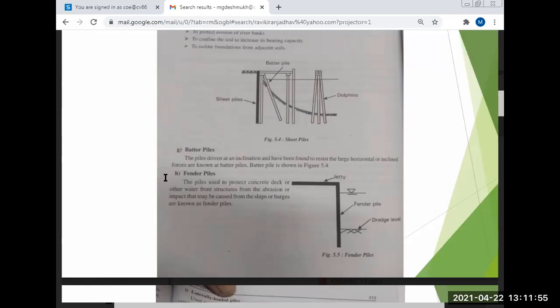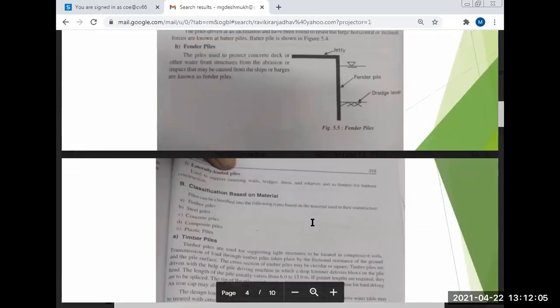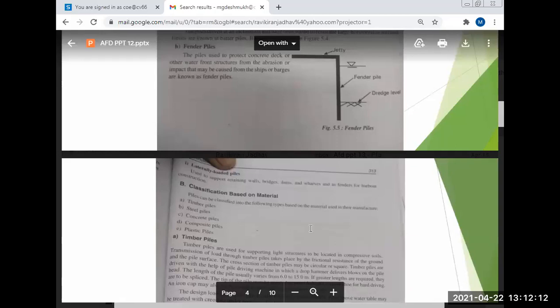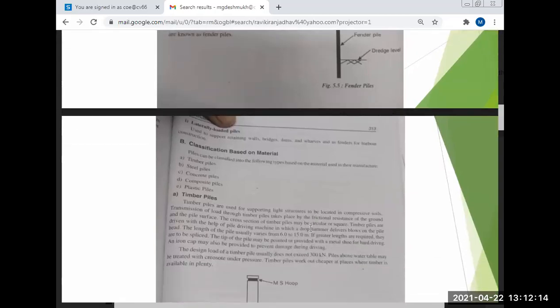Then we studied fender piles. Fender means abrasion, जो एक दूसरे के टकराते. To stop that, the fender piles are constructed. Then laterally loaded piles or horizontal piles are also there. So these are the different types of piles based on function that we have studied.